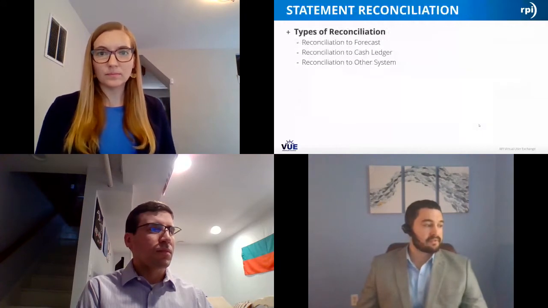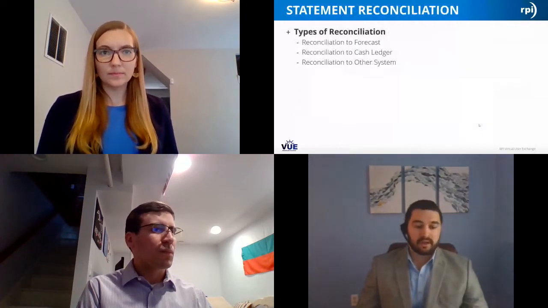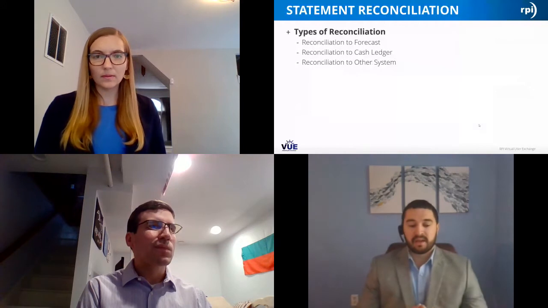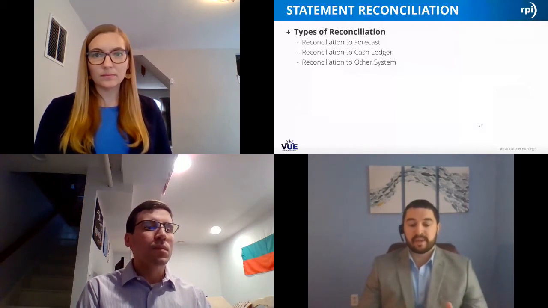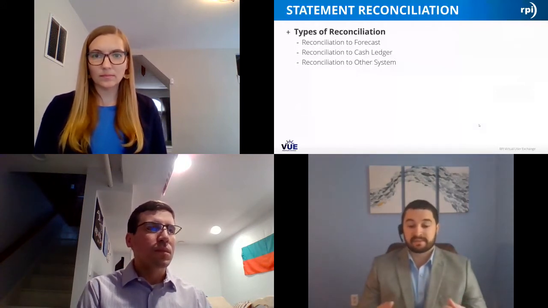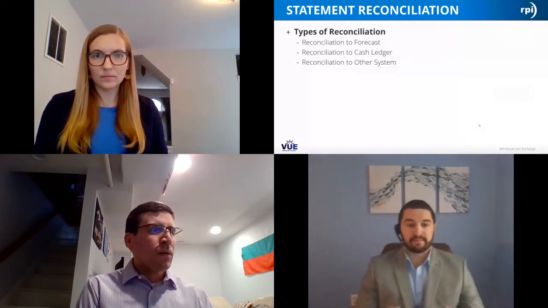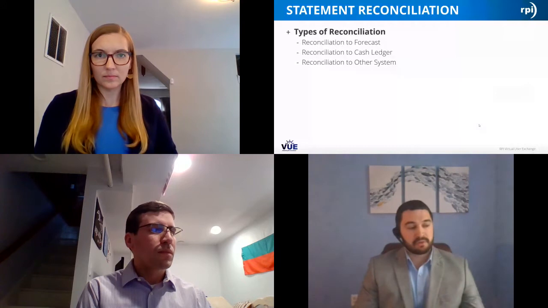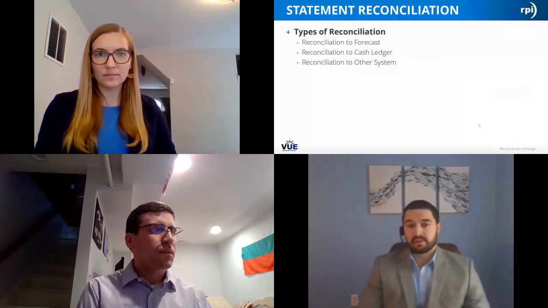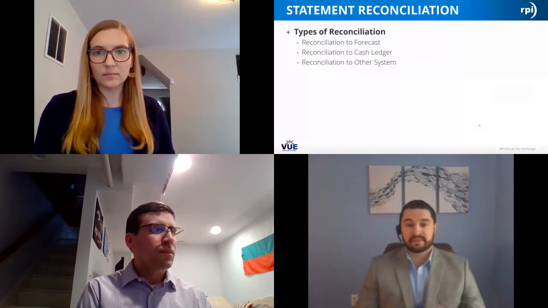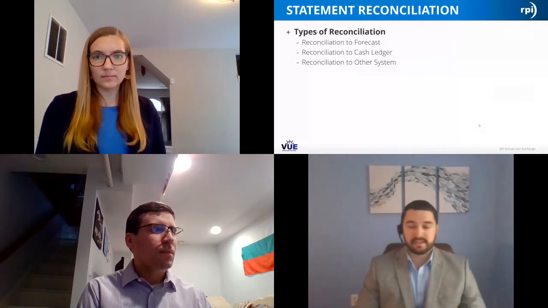All right, so there's a couple different types of reconciliation. Reconcile to forecast. This is going to reconcile your bank statements to a forecast category for a specific date. And this does allow you to create journal entries based off of that. On the bottom here, we see reconcile to other system. So it can reconcile to a third-party system with some additional setup and processing there.